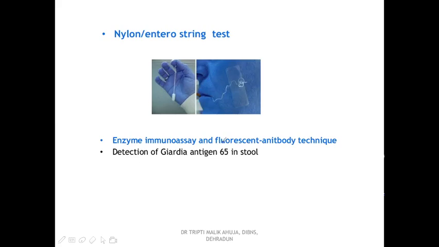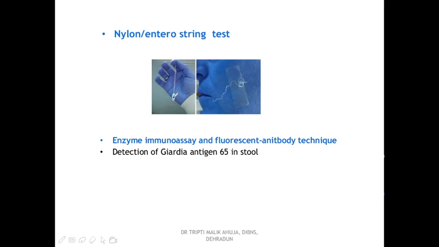There is one more test, the nylon or enteric string test. This test is also performed for other enteric diseases. In this case, for giardiasis and for other diseases also, there is one thread of nylon. At one end, there is a gelatin capsule. The patient has to swallow this capsule. This capsule goes to the duodenum, and this thread also goes to the duodenum.